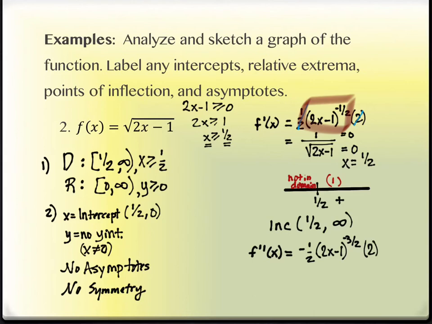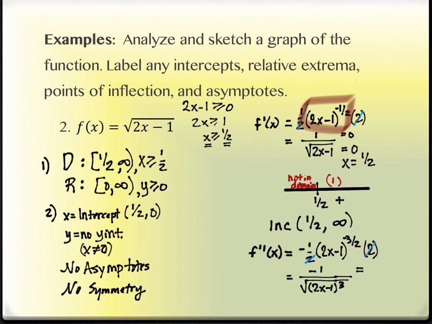And times the 2 for the inside function. The 2 here and the 2, not the negative part of the 2, but the 2 from the front, we're going to cancel. So now I have a negative 1 over the square root of 2x minus 1 cubed in the denominator.